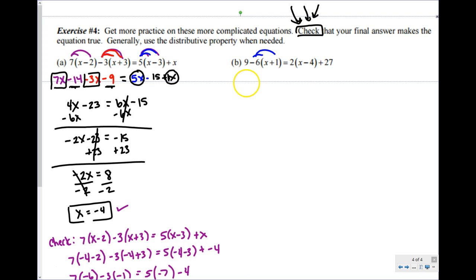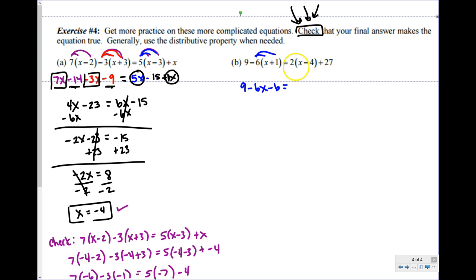So I'm just going to drop the 9 down. Drop the 9 down and distribute the negative 6 to the x. So this becomes minus 6x. Negative 6 times 1 is negative 6. Please be careful there. Don't subtract this first. Don't do it. Always distribute first.